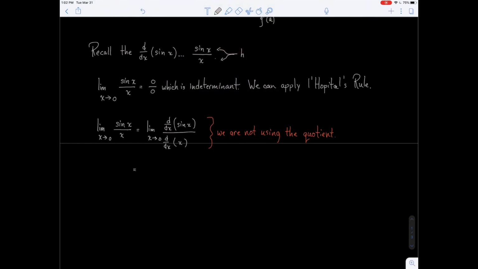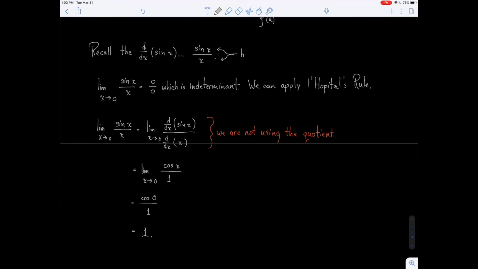So in other words, this becomes the limit as x approaches 0 of the derivative of sine, which is the cosine of x, and the derivative of x is just 1. So when we take the limit, this just becomes the cosine of 0 over 1, which is just 1 over 1, which is just 1. And that's how we can use L'Hopital's rule to do what was very difficult geometrically, now very simply with our applications of the derivative.